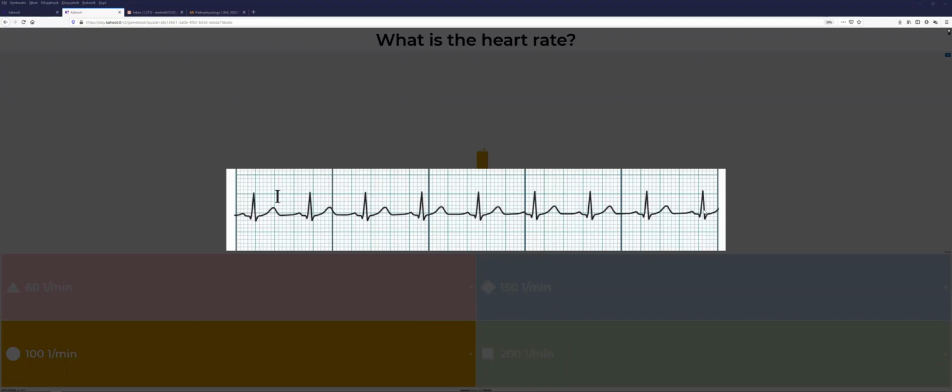I cannot hear you. 12. 12, exactly, because you are interested in 1 minute, 60 seconds, and 5 seconds is exactly 12 times less than 60 seconds. So let's do the same. 1, 2, 3, 4, 5, 6, 7, 8, 9. 9 times 12 makes around 108. So a little bit more than 100, but it's close to 100.